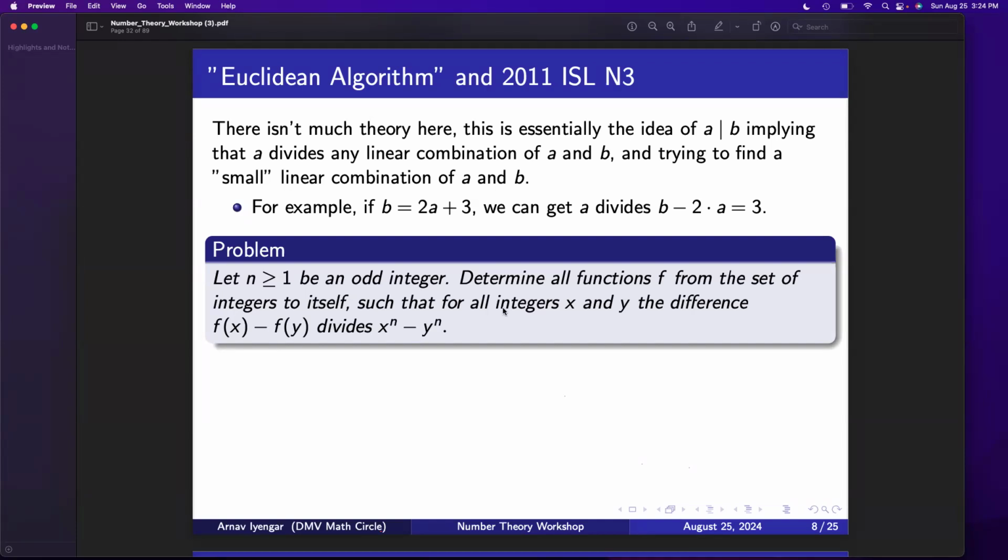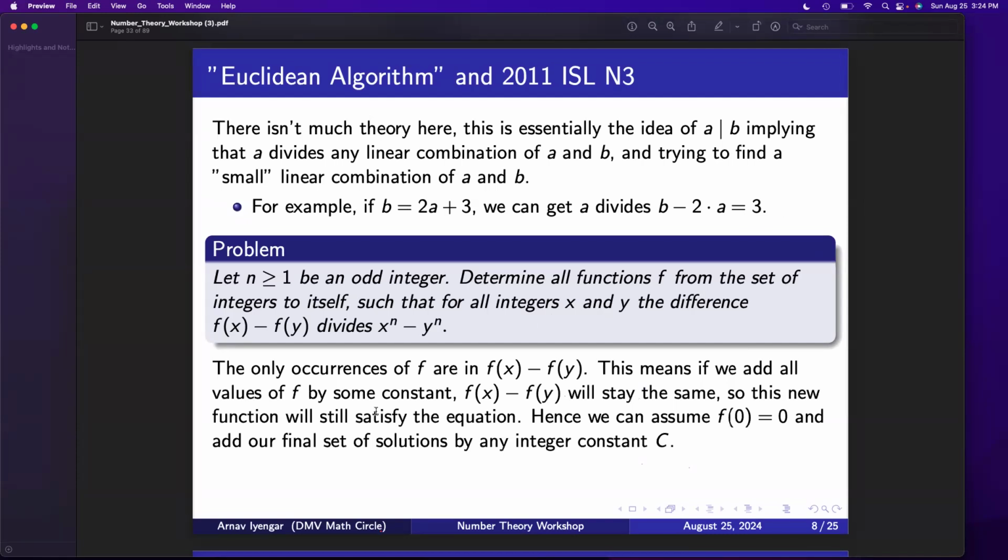Yeah, this is a trick in functional equations that makes your work easier. As Ben said in the chat, if f works, then f plus any constant has to work, which means you can assume that f of 0 equals 0. Like a derivative, that's right. Once you get a set of solutions, you can add any constant c to them.